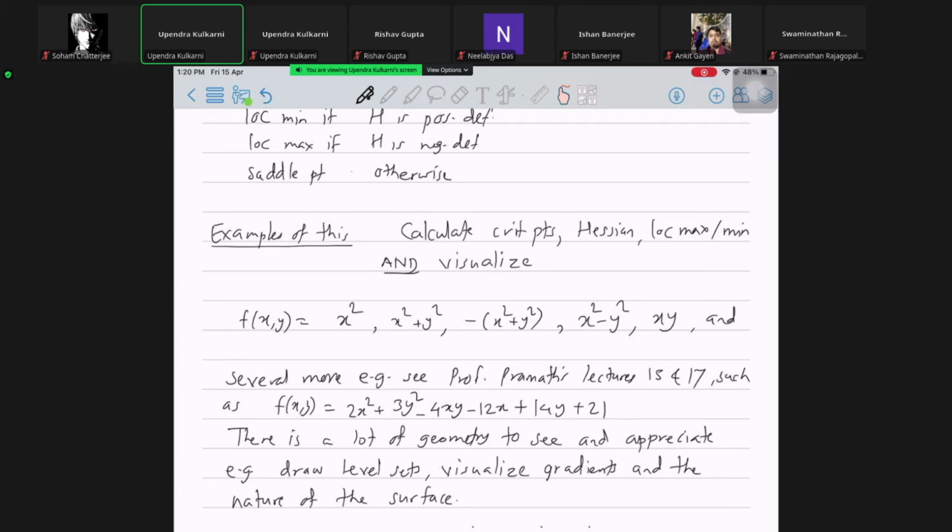So in this case, it is clear that there is going to be exactly one critical point at the origin, and the minimum value is 0. And the next one, when I take the negative of this, it is just the same thing flipped upside down.